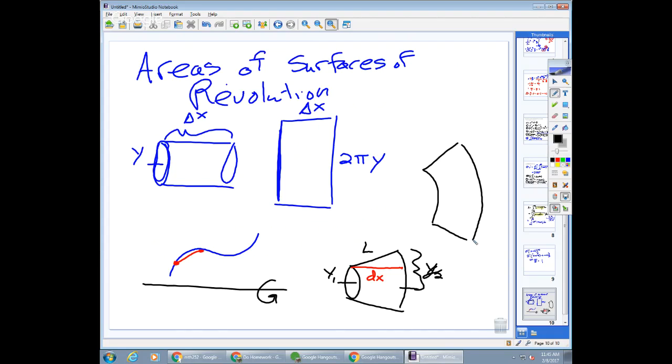And it turns out the surface area of that thing isn't too hard to find. It's pretty similar to the surface area of a cylinder. What you end up with is the area is equal to 2 pi times the average of your radii. So y1 plus y2 over 2. And I didn't give myself enough room to write that down. Slide it over. Times the length of that diagonal.